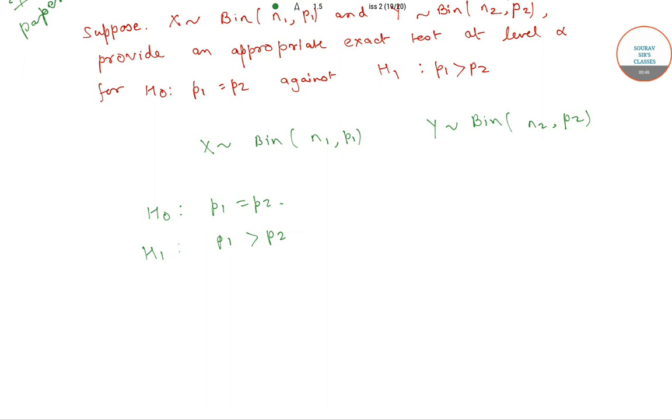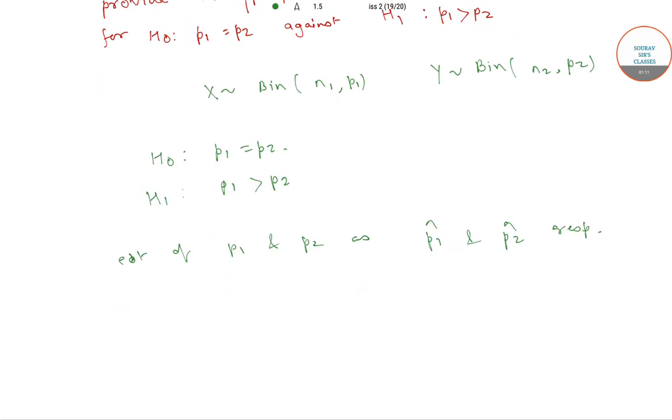Now we can have estimates of p1 and p2 as p1 cap and p2 cap respectively. So let p1 cap and p2 cap be estimates of p1 and p2, where p1 cap equals x by n1, and p2 cap equals y by n2, where x is the number of successes corresponding to the random variable x and y is the number of successes corresponding to the random variable y. So here we get p1 cap and p2 cap.